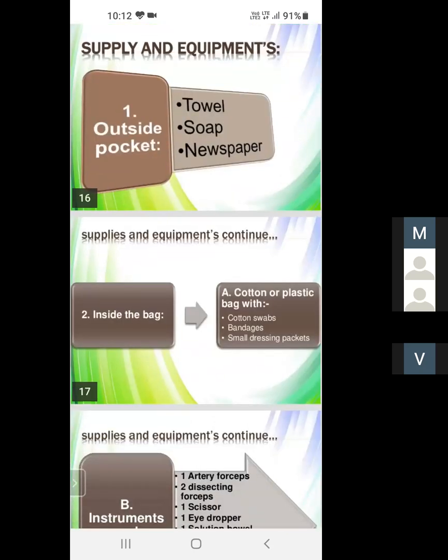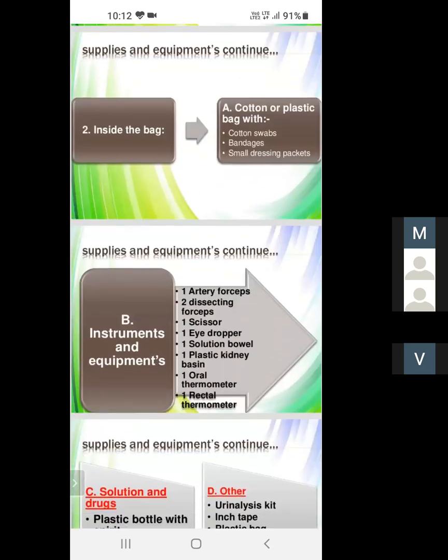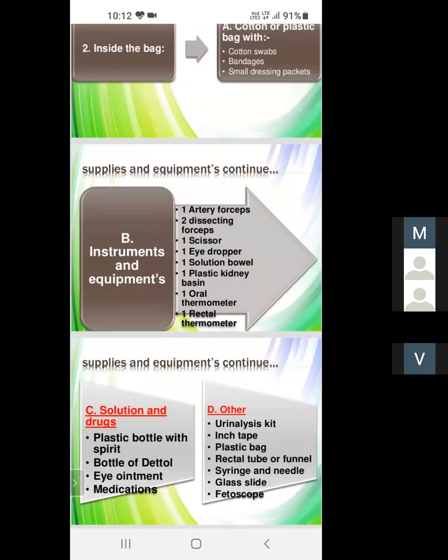Okay, then inside the bag: cotton or plastic bag with cotton swab, bandage, small dressing packet. In that dressing packet, whatever cotton there may be, small gauze pieces, and bandage. That is the small dressing packet. Next, B, instrument and equipment: artery forceps and dissecting forceps, scissors, eyedropper, solution bowl, plastic kidney basin, oral thermometer, and rectal thermometer. These articles are also needed in the bag, instrument and equipment. That is the one side of the bag.